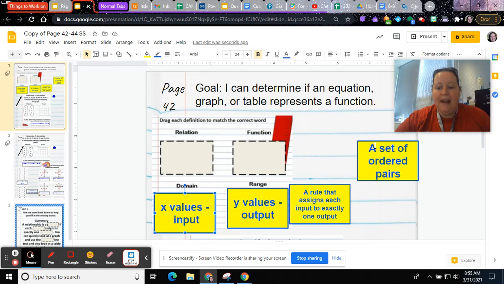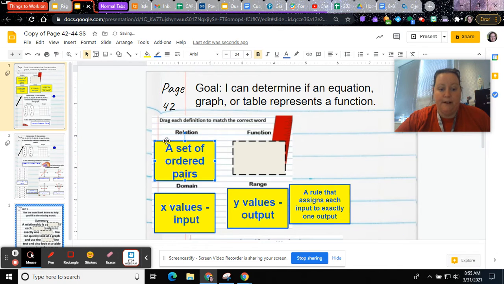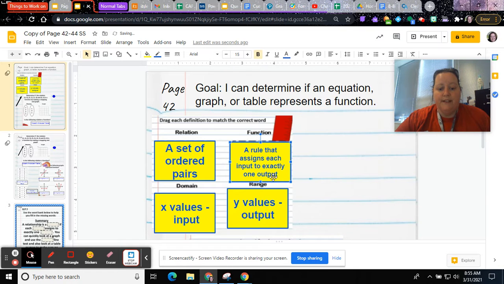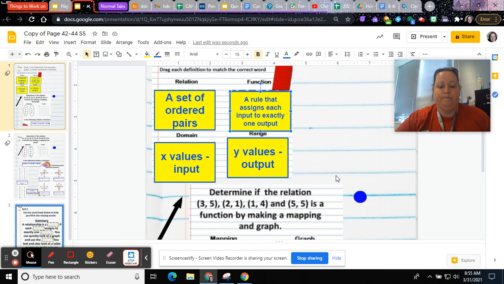A set of ordered pairs is going to be a relation. Pretty much everything that we were talking about in equations and graphs and tables, all of those are relations, but only a certain amount of those are functions. A function is a rule that assigns exactly one input to exactly one output, meaning the x's cannot repeat.